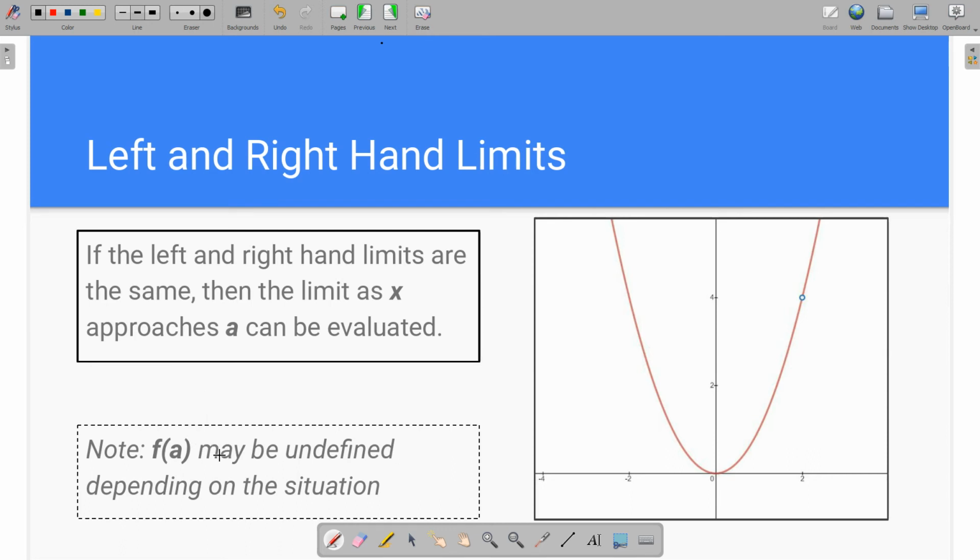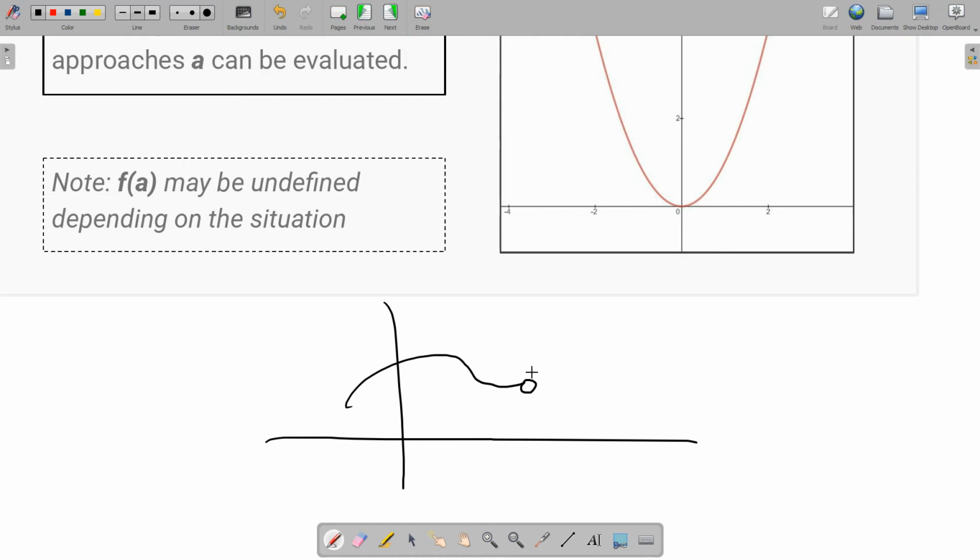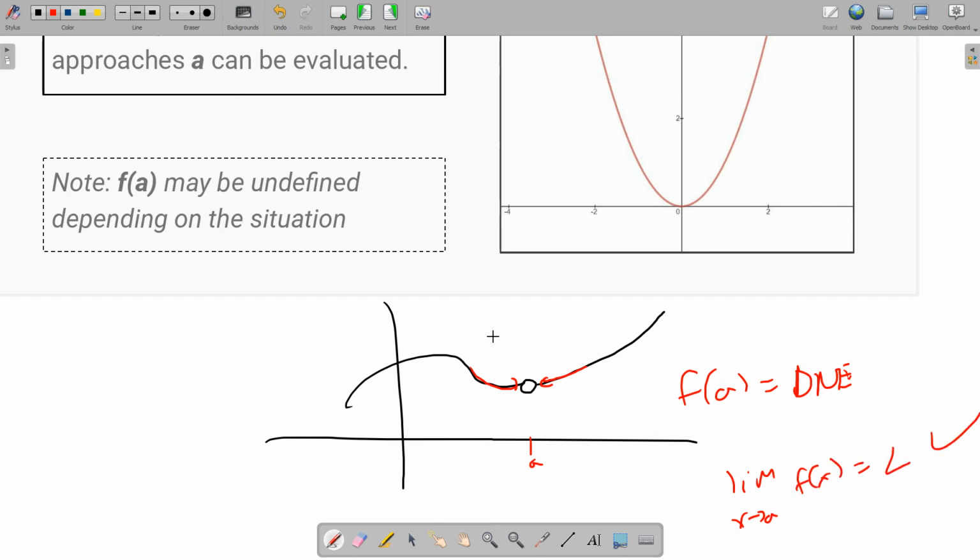And then, interestingly enough, you can still have an undefined value at a at that location too, because you can have a situation like this where you've got a removable discontinuity there. As you approach from the left-hand side, you're getting closer and closer to the same number. As you approach from the right-hand side, you're getting closer and closer to the same number. So for this function, the limit exists, but the actual f of a value does not exist. So f of a does not exist, but the limit as x approaches a of f of x is some number there. It does exist.